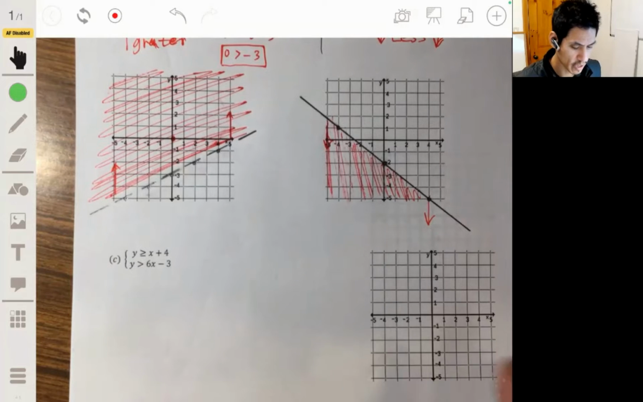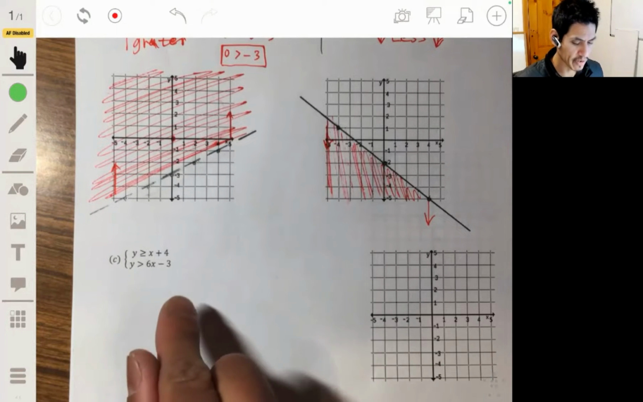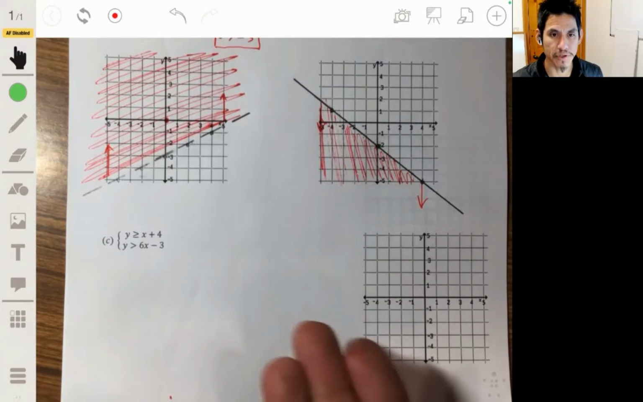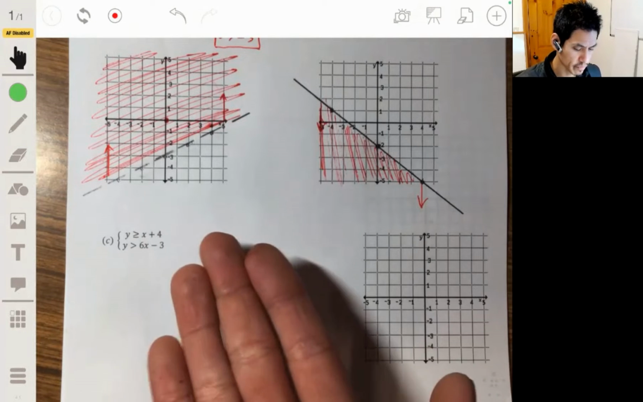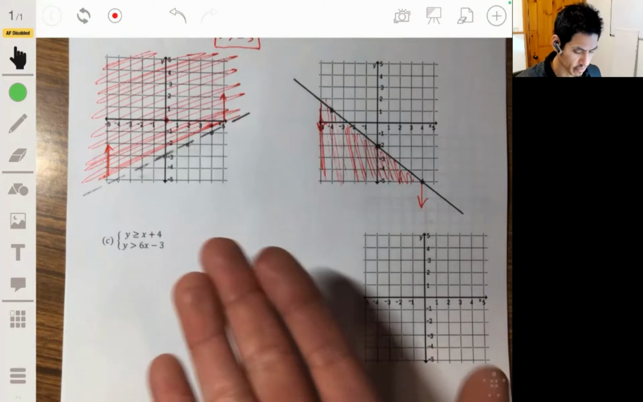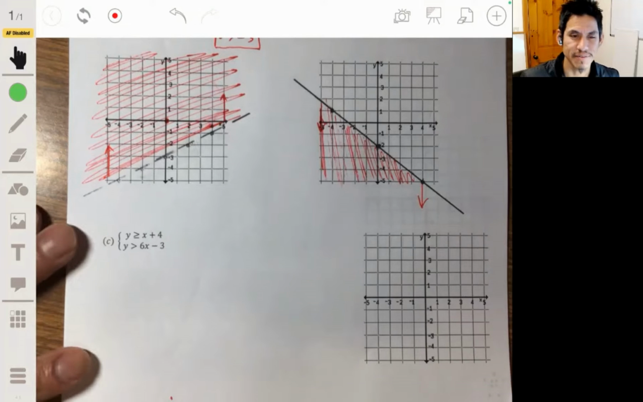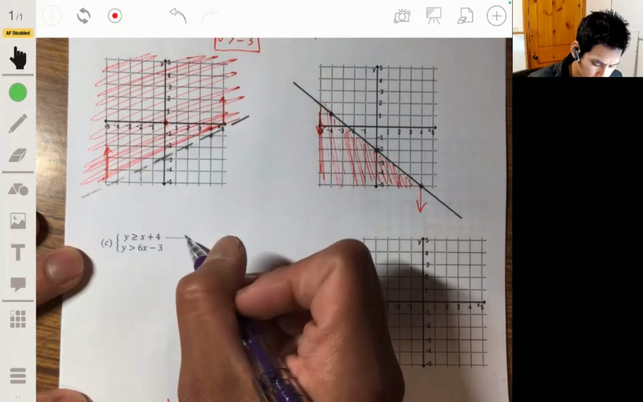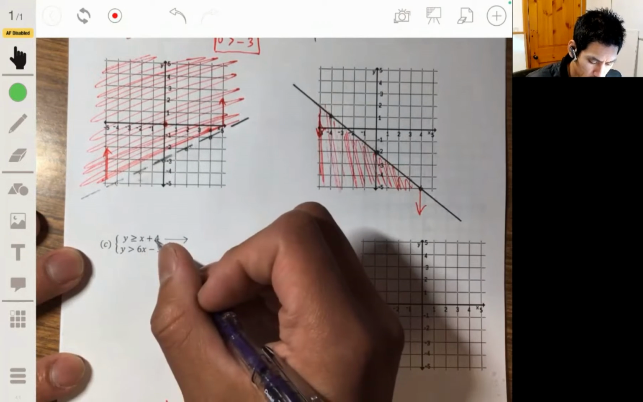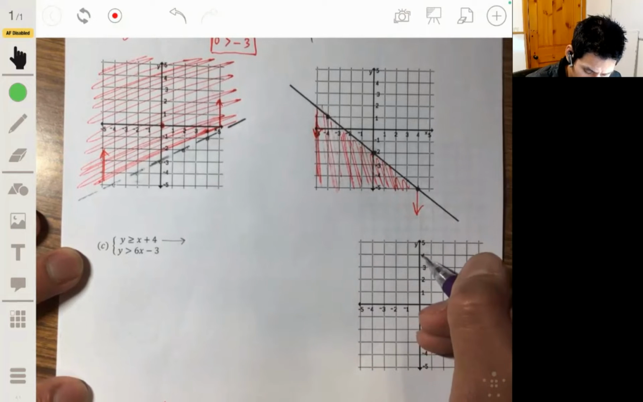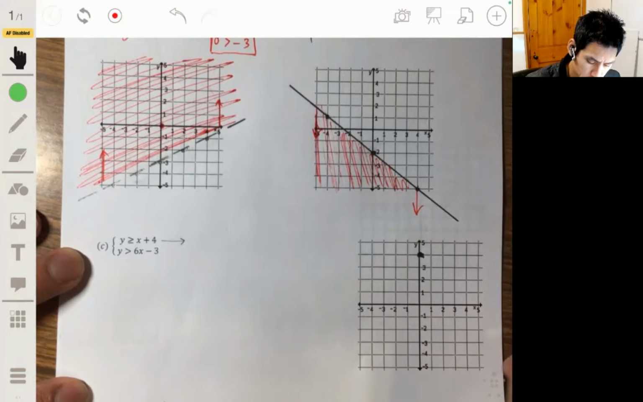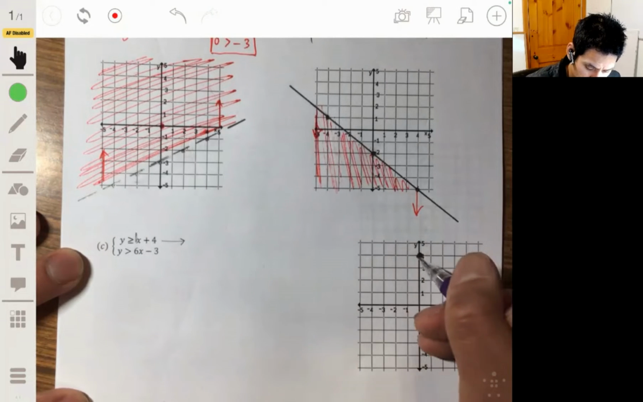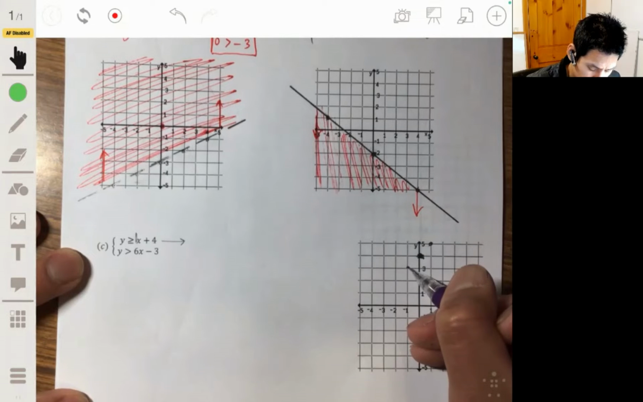Now we're going to look at one where we have two inequalities, so a system of inequalities. The only real difference is you have to deal with two instead of one, kind of just like systems of equations. So let's graph this first one. Y-intercept of 4, slope of 1, because it's the same as 1x. So we go up 1, to the right 1.